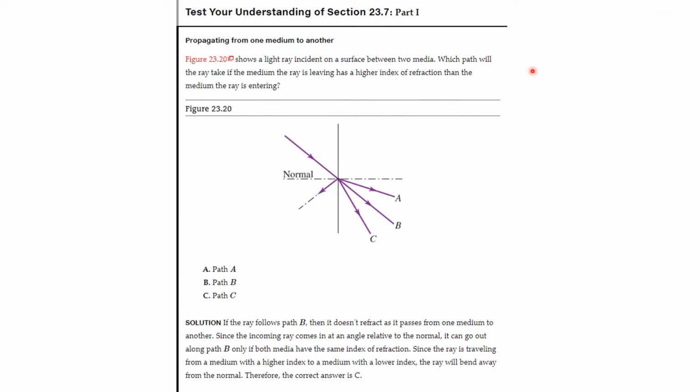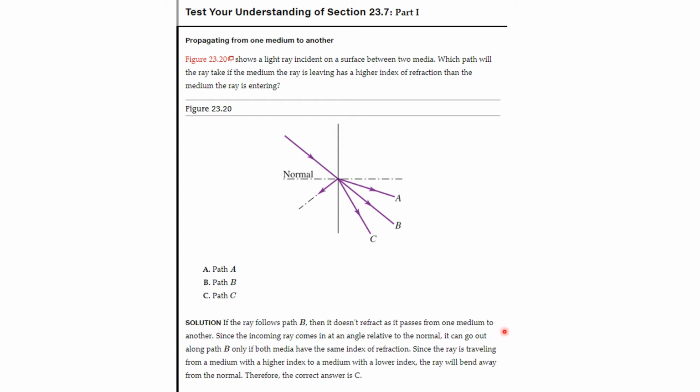So here's a test your understanding. Here's a figure that we're looking at, and you've got a light wave coming in like this. It's being reflected. It's also being refracted. So it shows a light ray incident on a surface between two media. So here's a left medium and there's a right medium, I guess. Which path will a ray take if the ray is leaving a medium of higher index of refraction than the medium the ray is entering? Okay, so the answer is either A, B, or C.